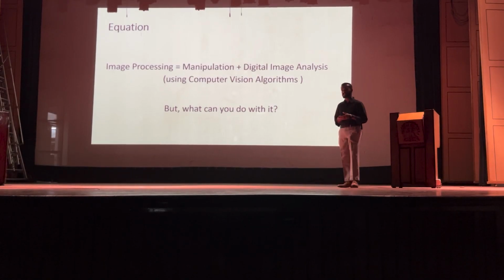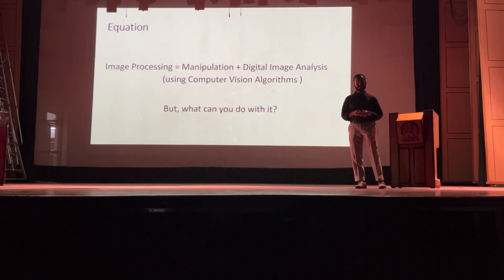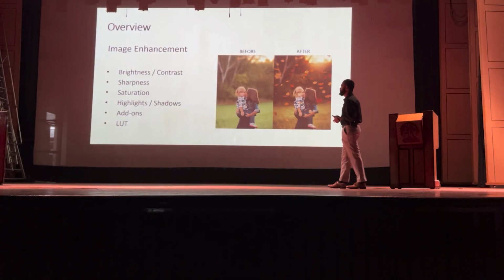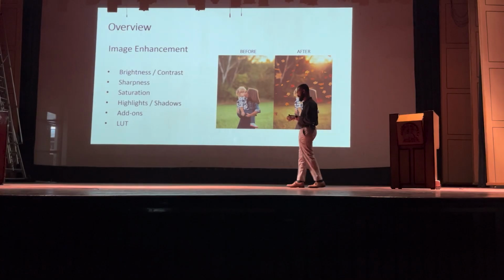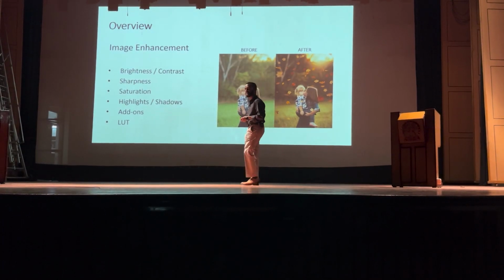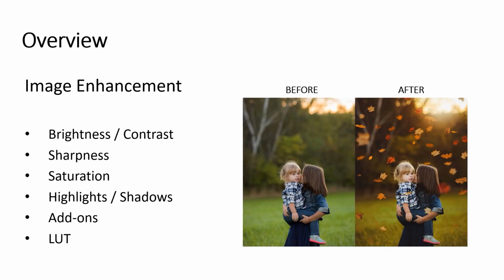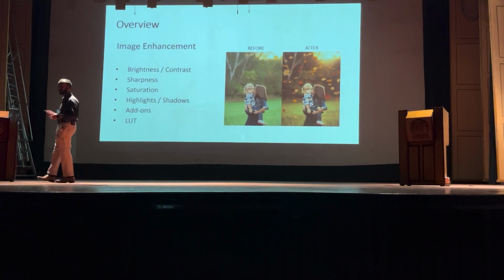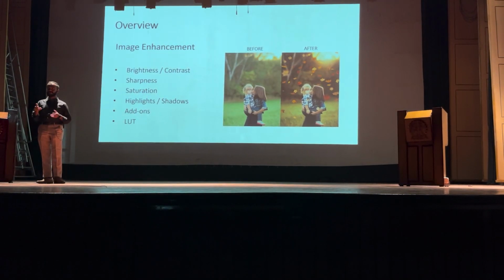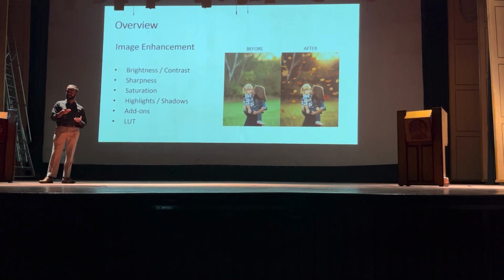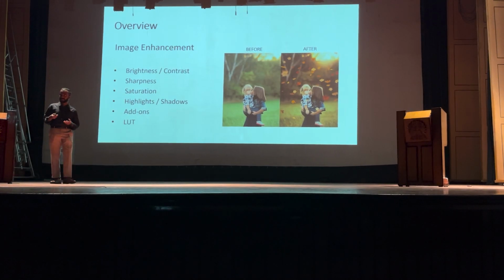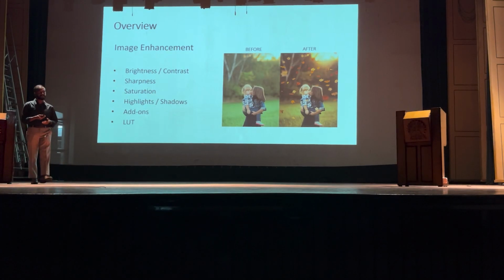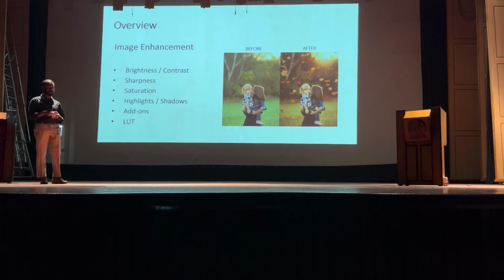But then the question is, what can you do with image processing? What are the capabilities that I spoke about? So the first capability of image processing is image enhancement. All of you are on Instagram these days, so before posting something, you edit your image. That is nothing but image enhancement. And when you edit an image, there are different types of parameters that you can control.